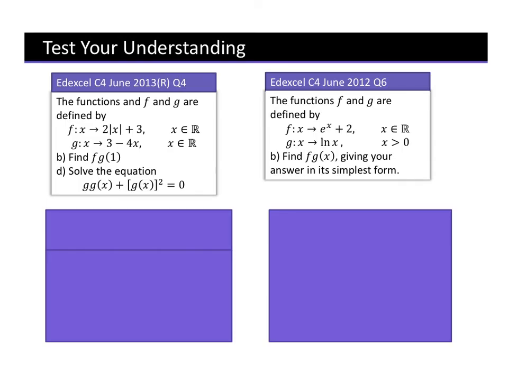Great. Okay then, so find f of g of 1. So we're going to substitute in. We know that g of 1 is going to equal 3 minus 4 lots of 1. So g of 1 is going to equal minus 1. Nice and easy. Then we're going to do f of minus 1, which is going to be equal to 2 modulus minus 1 plus 3. Now if we take the modulus of minus 1, we get 1. 2 times 1 is 2, plus 3 equals 5.